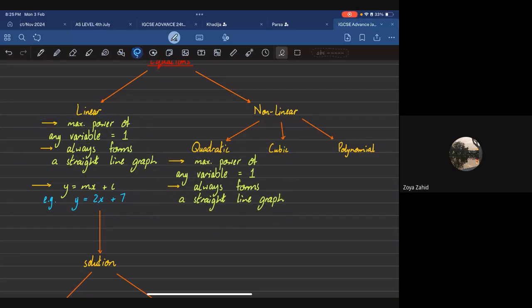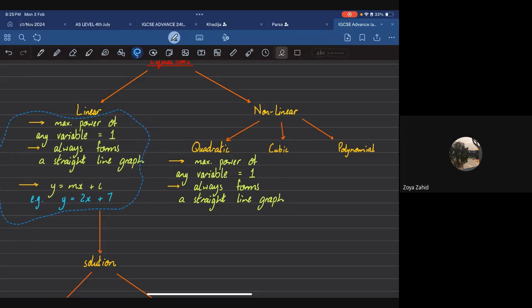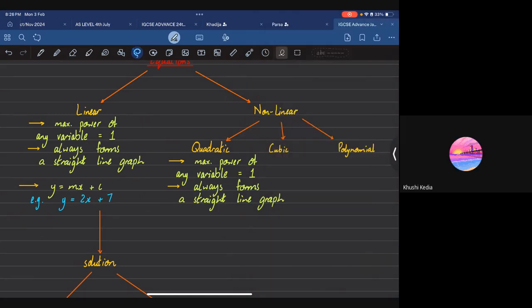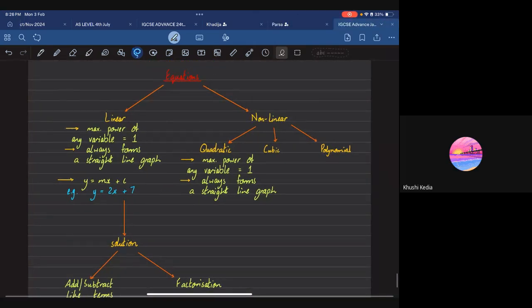Can anyone tell me what they mean by a quadratic equation? Like, what is a quadratic equation? How do I differentiate between a quadratic equation and a linear equation? Yes? Okay, I don't know who raised their hand first, but let's ask Khushi. A quadratic equation has a maximum power of 2. Well done, Khushi. Okay, let's ask Saad now. Saad, what else do you think?